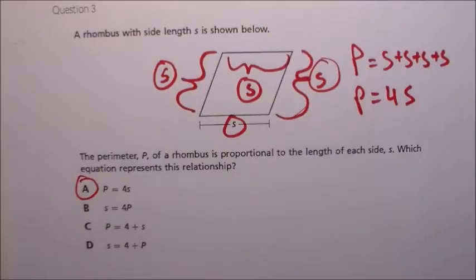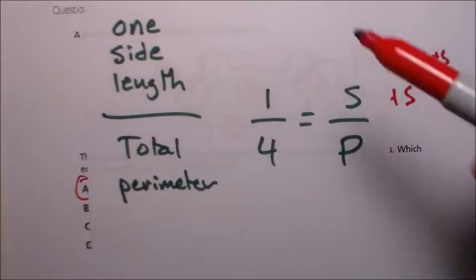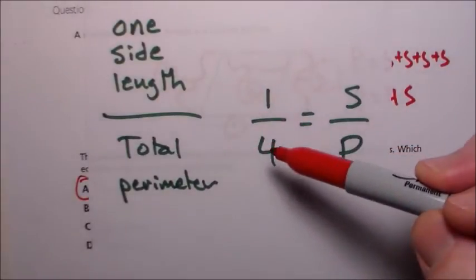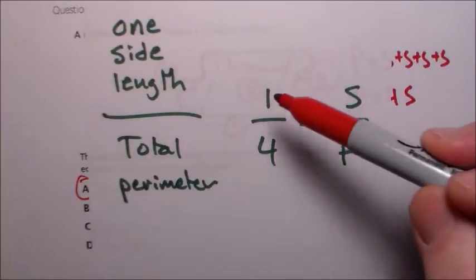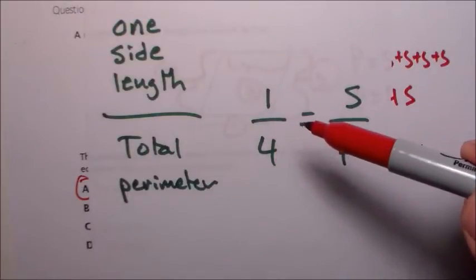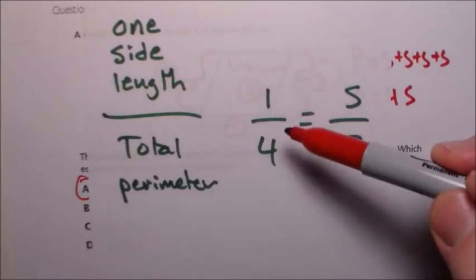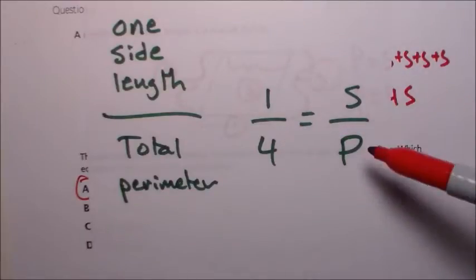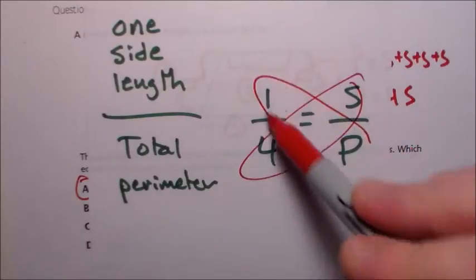Perimeter equals 4S. If you want to do it a different way, you can say one side length is 1, total perimeter is 4, right? Because you have 1 length plus 1 length plus 1 length plus 1 length is 4. So 1 to 4 is a relationship between S to P. Do a little cross multiplication.